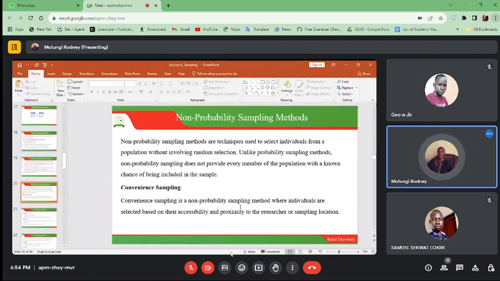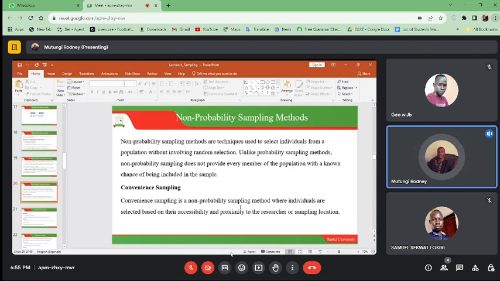Yeah, so that is about probability sampling, whereby everyone has considerably an equal chance of being selected. We had simple random sampling, we had cluster sampling, we had stratified, and then we have wound up with systematic. Now we go to non-probability sampling methods. In this case, it is the opposite of the other, whereby you expect that not everyone will have an equal chance of participation.